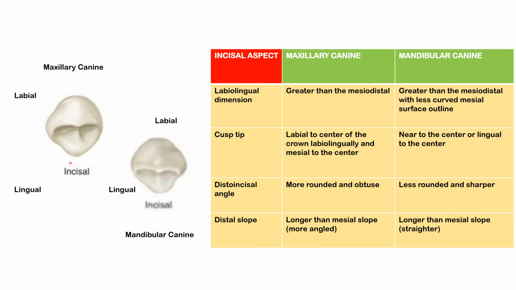The disto-incisal angle in the maxillary canine is more rounded and obtuse, whereas it is less rounded and sharper in the mandibular canine. The distal slope in the maxillary canine is longer than the more angled mesial slope, whereas in the mandibular canine, the distal slope is longer than the straighter mesial slope.